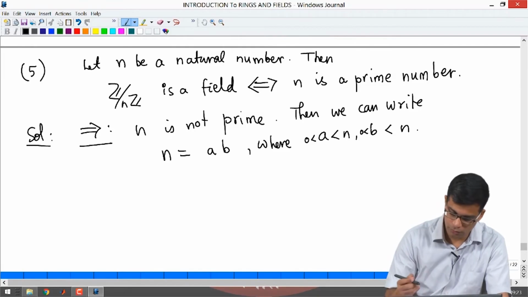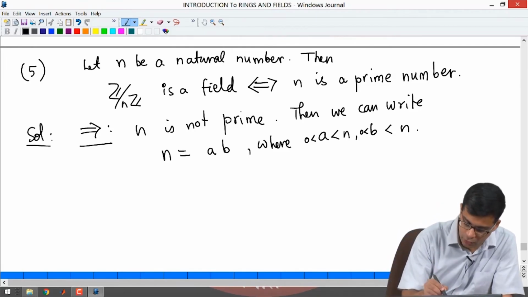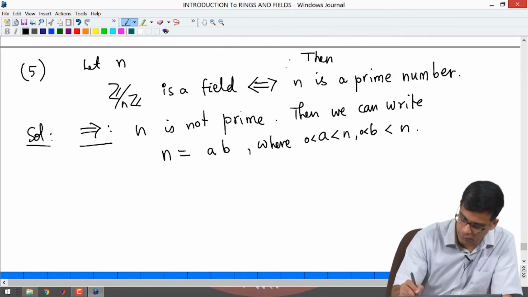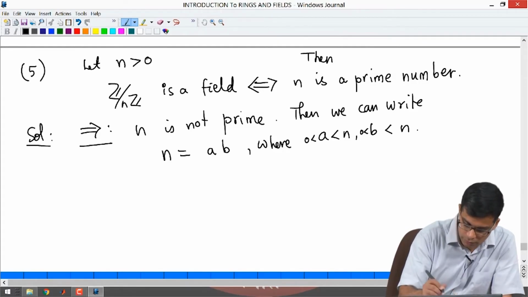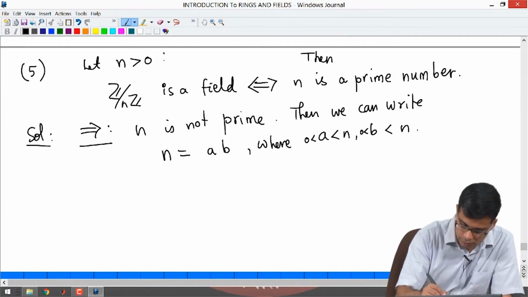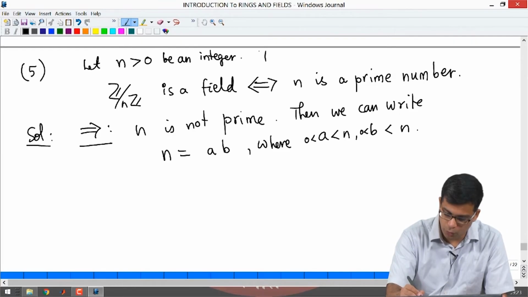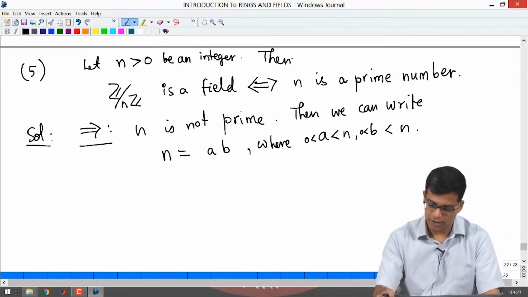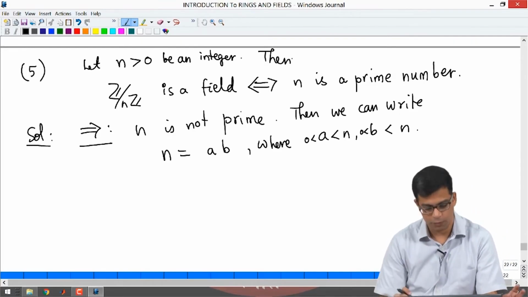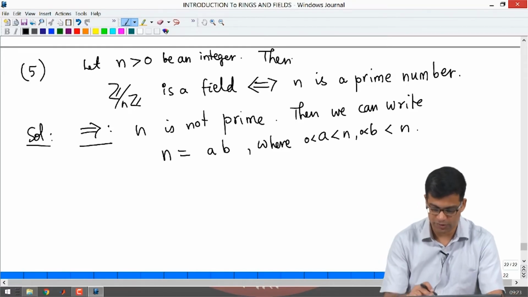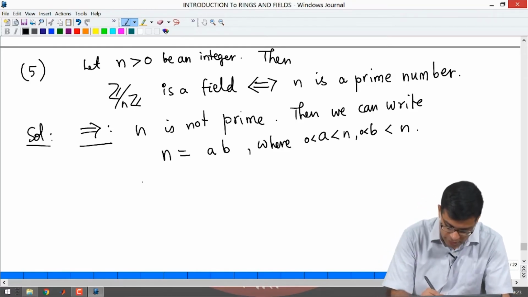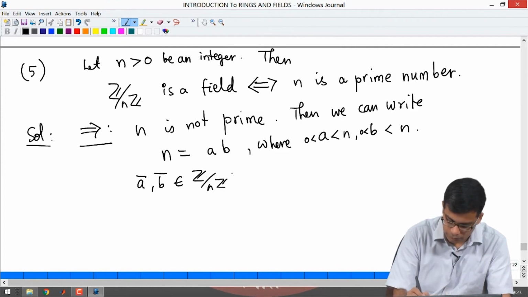So, actually let me take n to be a positive integer. Okay. The zero case I will separately consider. So, n is a positive integer, it can be written as a product of 2 smaller positive integers if it is not prime. Now, consider a bar and b bar in Z mod nZ.